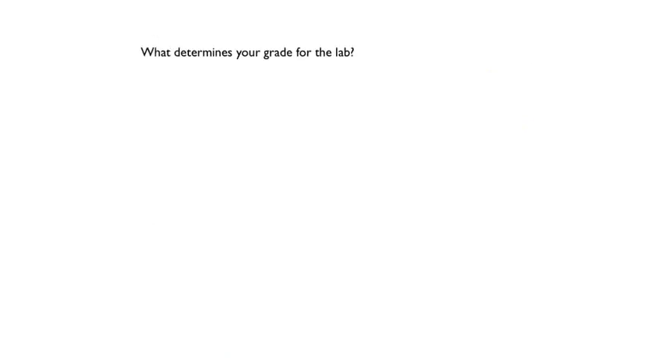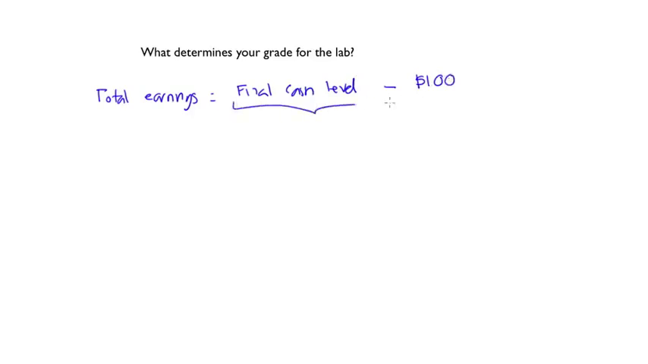Now, what determines your grade for the participation in the lab? At the end of the final trading round of the experiment, you can compute your total earnings for the experiment, which, to remind you, are your final cash level, that is the amount of cash that you have after you have exchanged the tokens in the final round for money, minus the initial balance, which is $100. And again, think of this as the total profits from the experiment.